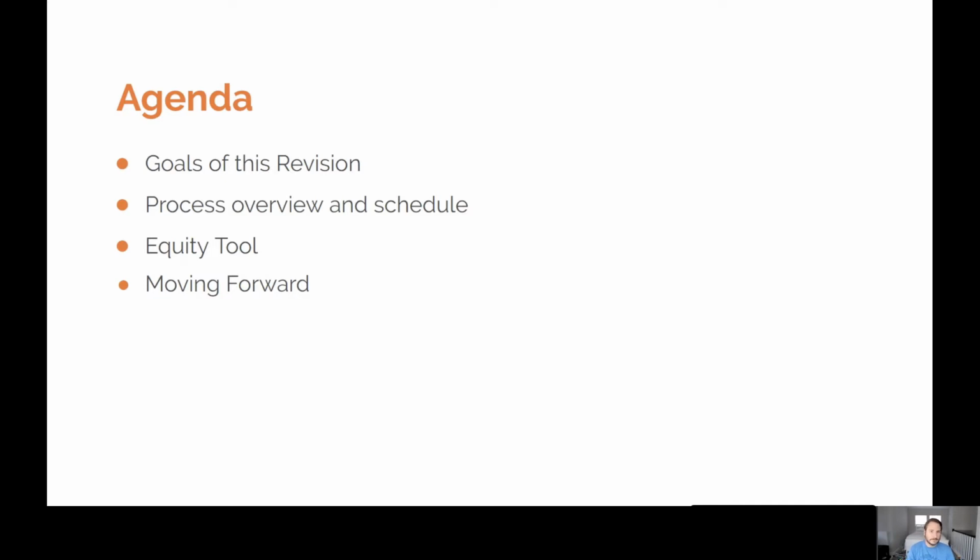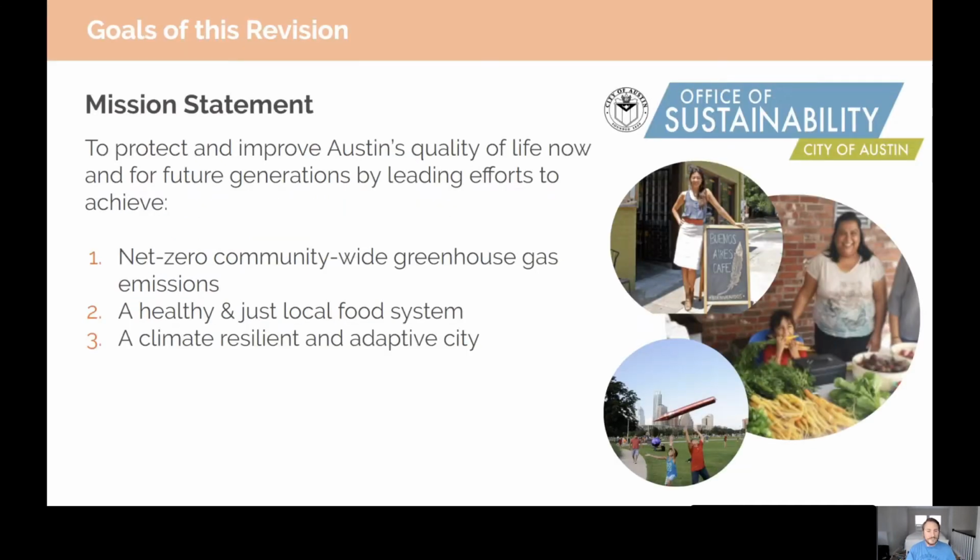Okay, so if you haven't met me or met anyone from the Office of Sustainability before, we are part of management services in the City of Austin. Our mission statement is to protect and improve Austin's quality of life now and for future generations by leading efforts to focus on net zero community-wide greenhouse gas emissions, a healthy and just local food system, and a climate resilient and adaptive city. So those are the 3 focus areas of our office.